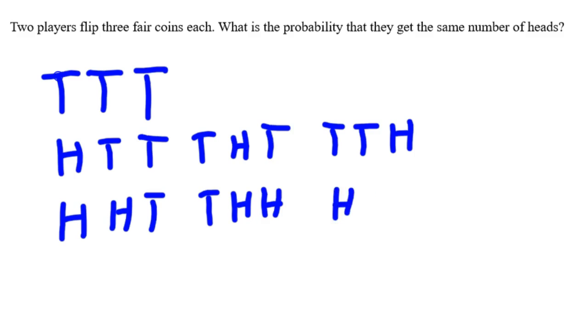You could have head, tail, head. Or you could have all heads. So 3 heads, head, head, head. And so there's 8 possibilities. That's the whole sample space.